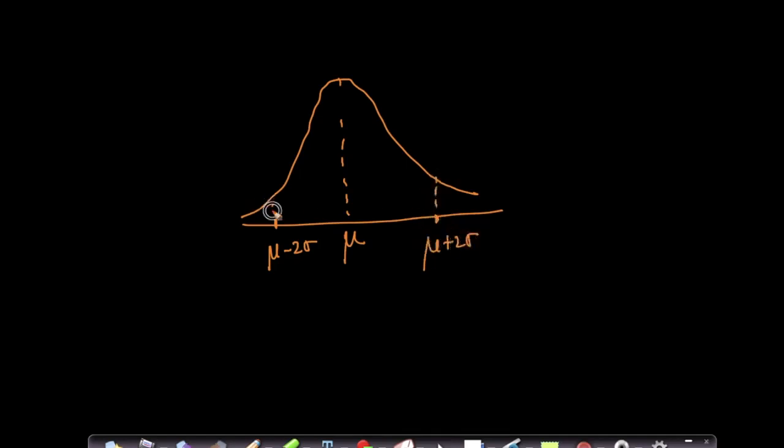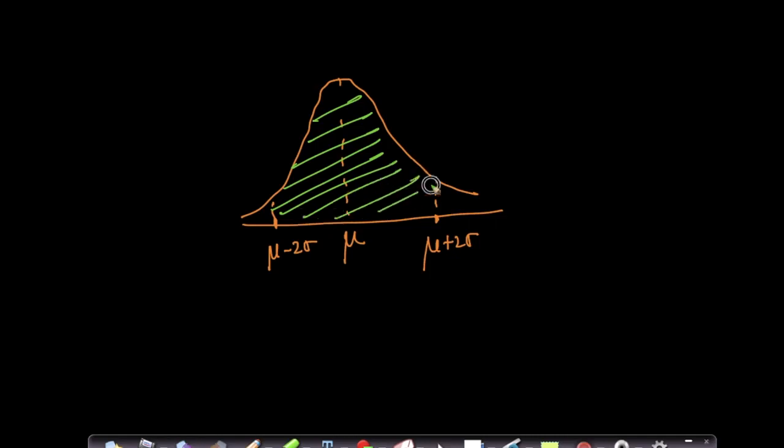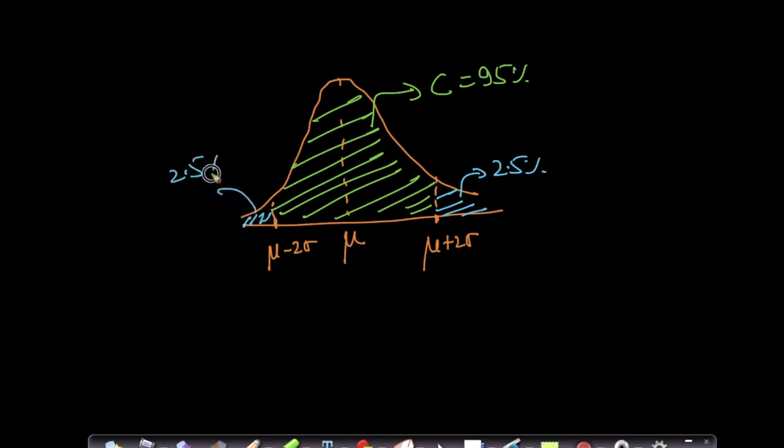Okay, so let's see. If I highlight this whole region, I call this region C, which is 95%. This blue region here is 2.5%, and this blue region here is 2.5%, right?